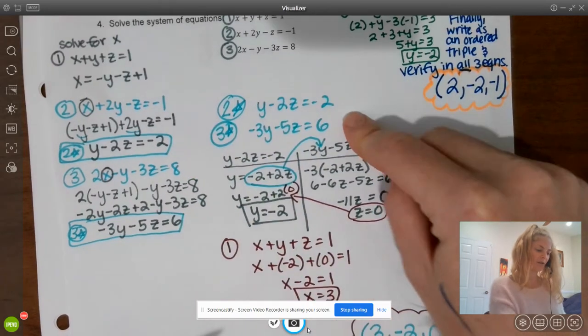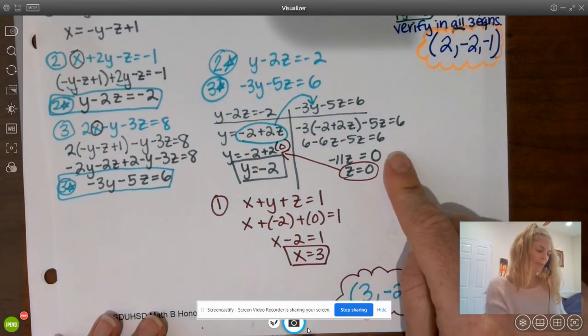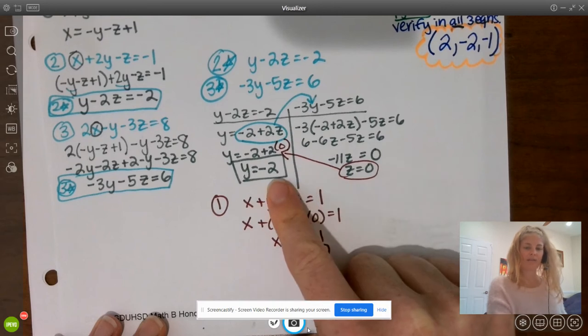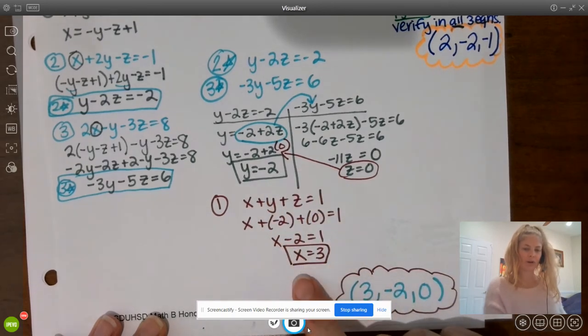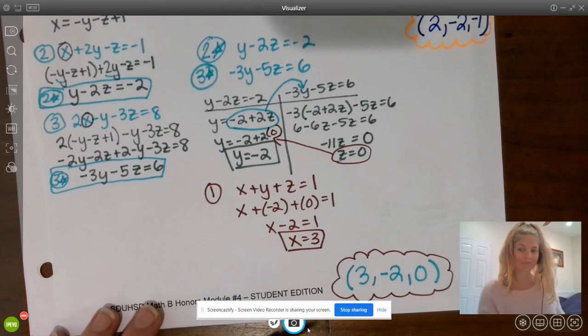From there, I solved my star system. I chose substitution, and I got my z value to be 0, my y value to be -2, and then I went back to my original equation to solve for x to get my final answer of 3, -2, 0, written as an ordered triple.